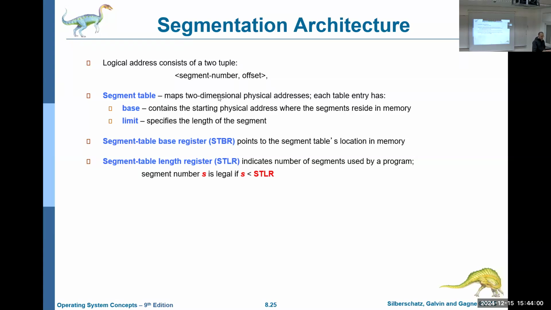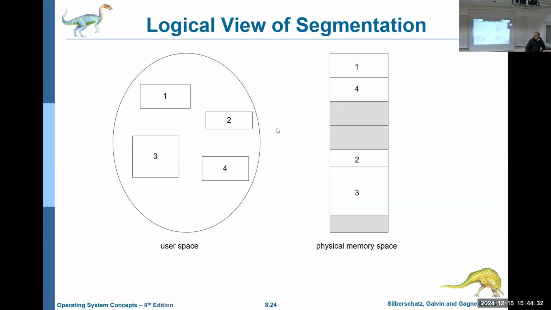The segment table maps this segment to a 2-dimensional physical address. Each table entry has a base and a limit. It contains the starting physical address where the segment resides in memory and specifies the length of the segment. So we'll have our same thing that we talked about, the base and limit, except they're not registers anymore. We'll have a base and limit for 1, for 2, for 4, and for 3. We're gonna say where they start and how long they are.